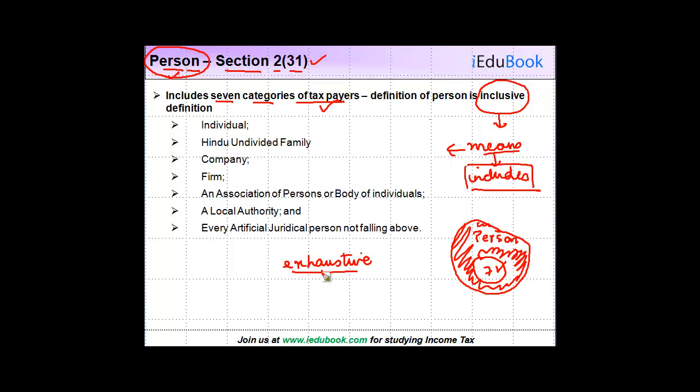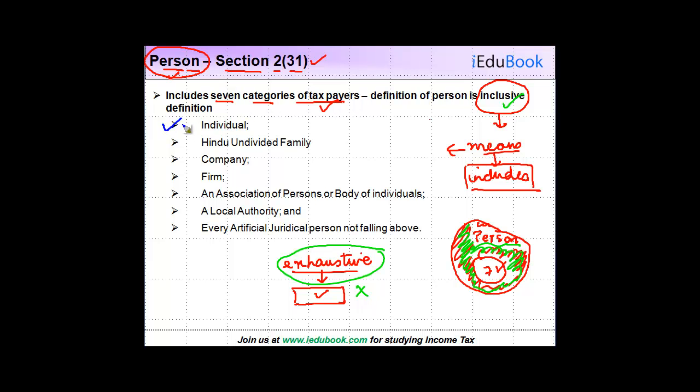So exhaustive would mean that there is really nothing beyond what is written here which is applicable. So this red portion which I have marked here, if I were to use the green color to separate it, is not present in an exhaustive definition, but in an inclusive definition, this can be considered. So the definition of person includes 7 categories of taxpayers.